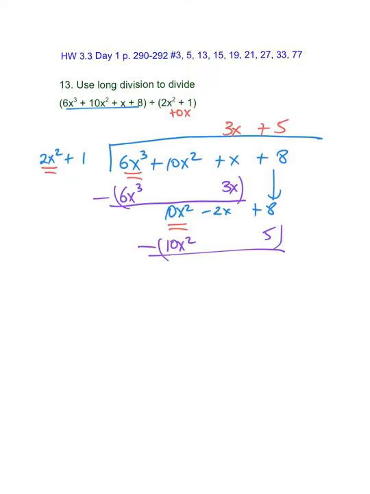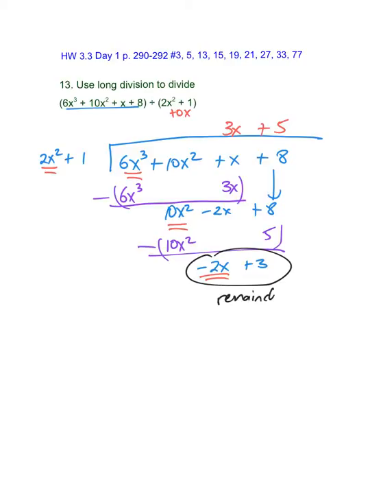10x squared minus 10x squared is 0x squared. I'm not going to bother writing that. Negative 2x minus 0x is still going to be negative 2x. 8 minus 5 is 3. Then I'm going to ask myself, how many times does 2x squared go into 2x? It doesn't go in at all. This term that we have left down here, this is our remainder.